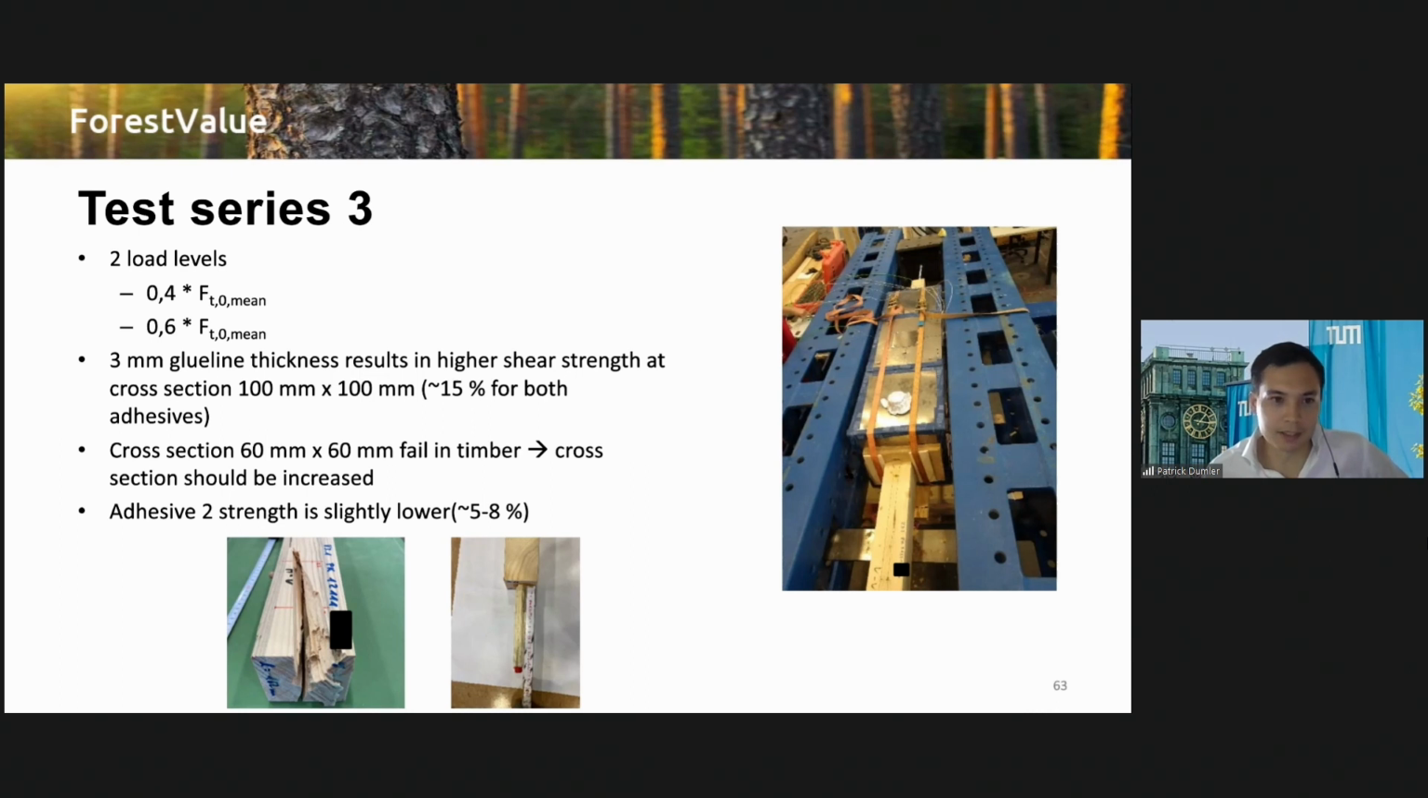It is assumed that normally this should be the same case for the smaller cross section also, but there the failure occurred always in the timber with cracks. So normally the cross section there should be increased to see if then the thicker glue line results in higher shear strength also. And the test also showed that adhesive 2 has a slightly lower strength than adhesive 1.